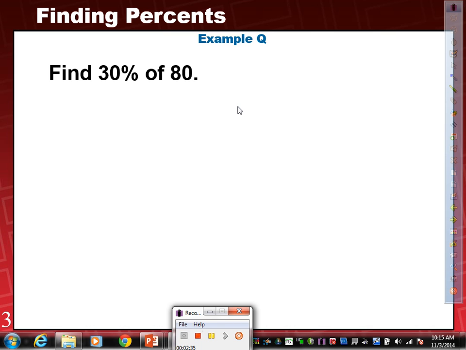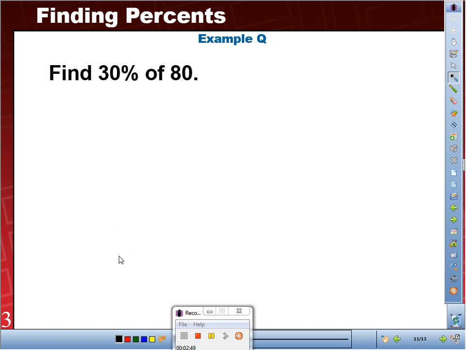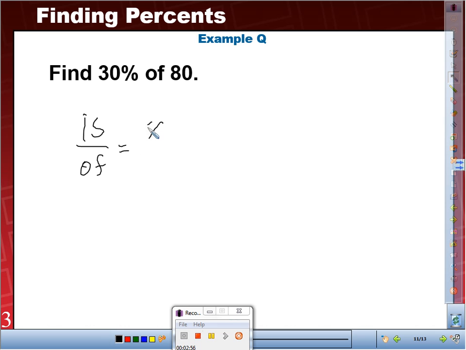Pens down, please. Eyes up on the screen. So the first thing I'm going to do is write my proportion: is over of equals percent over 100. The second thing I do, I rewrite this, but without any of the values. The only value that stays is 100. Everybody see that? From there, I'm going to fill that in.